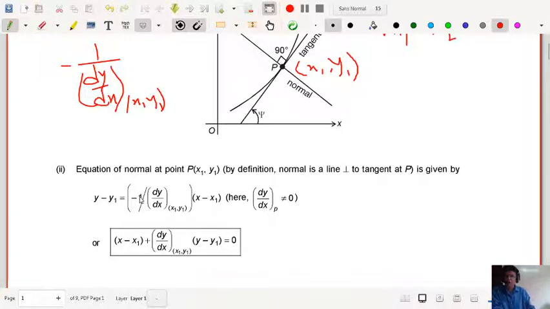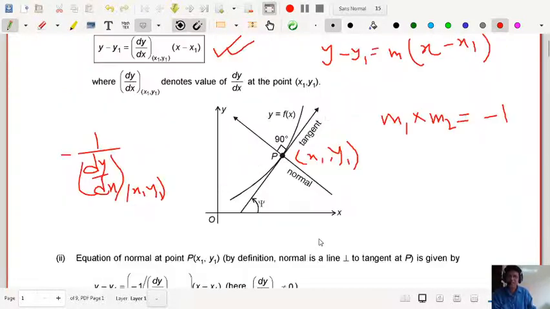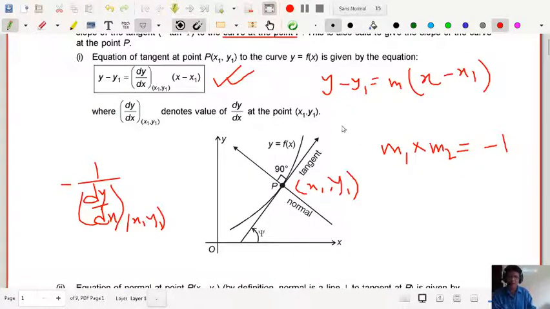So the equation of the normal at point P (x1, y1) is given by y - y1 = -1/(dy/dx at x1, y1). You are writing the same equation, but instead of m you are writing -1/m, because the normal is perpendicular to the tangent.